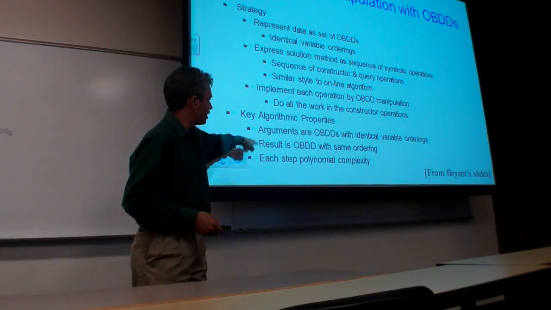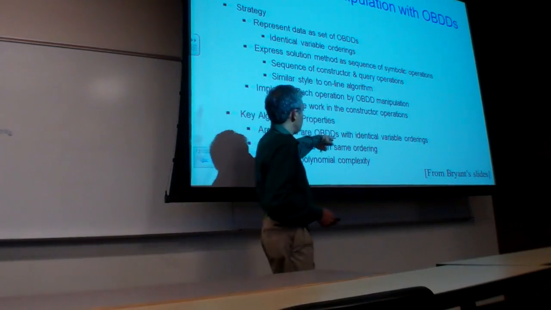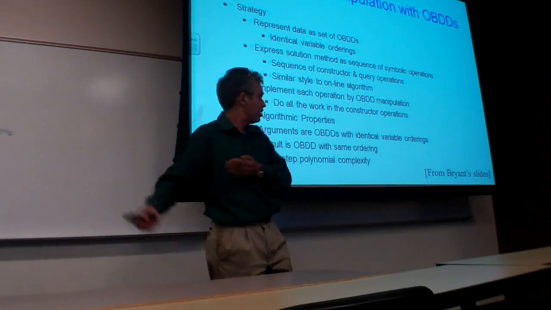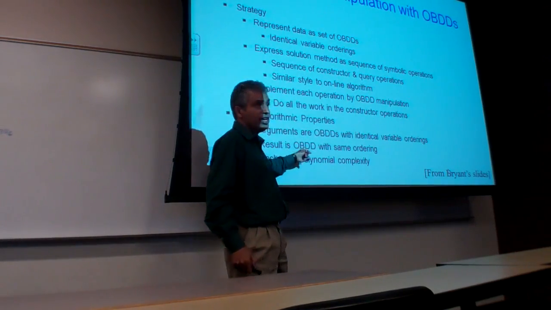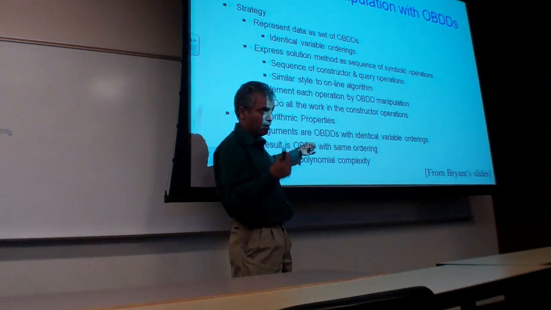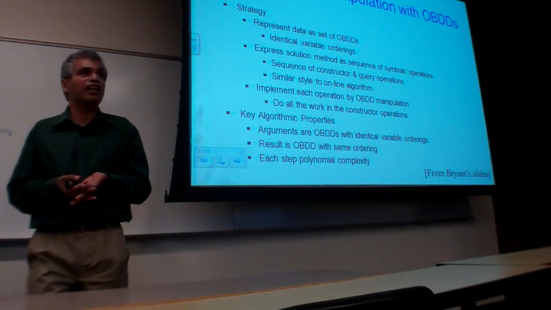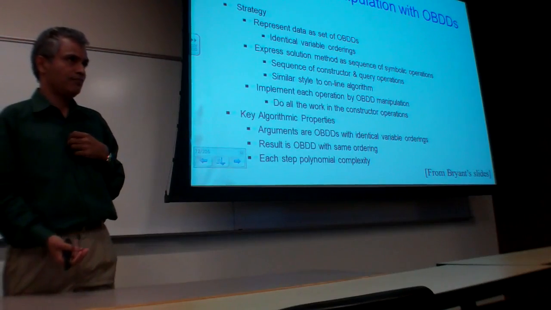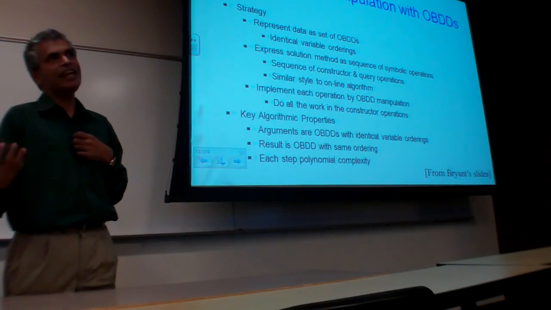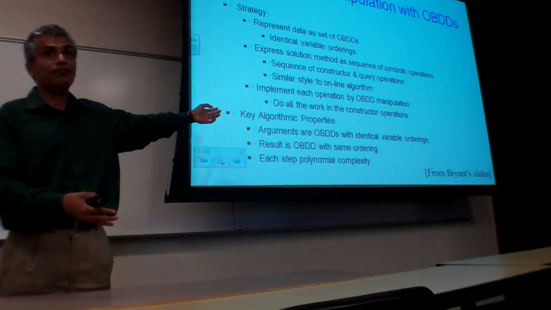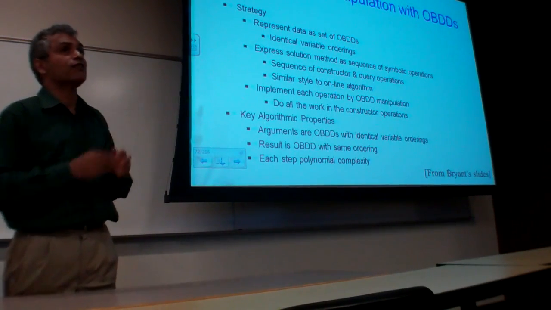And this is basically what I just said. Arguments of OBDDs, basically each operation takes OBDDs and gives out OBDDs. And OBDDs are unique for the same variable ordering. Okay? And each OBDD step is polynomial in the size of the OBDD. And I did say that an OBDD itself may become exponential in the size of the canonical logical formula representation.